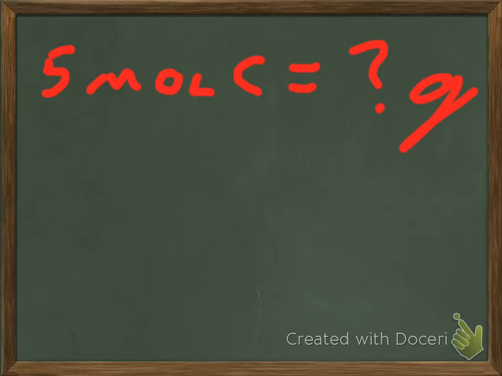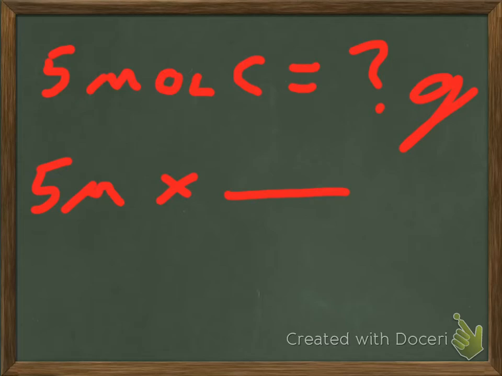So how would I set that up? Well, I'm going to start with what I know, and that is 5 moles, and I don't need to write the carbon. That's not important. What I want to find out is how many grams that is. So I'm going to set up what's called a conversion. If you remember from the beginning of the year, with conversions you multiply by a fraction. So I'm going to set up a fraction.